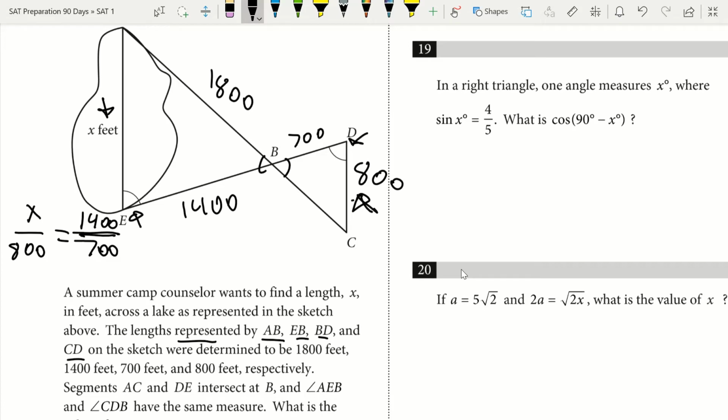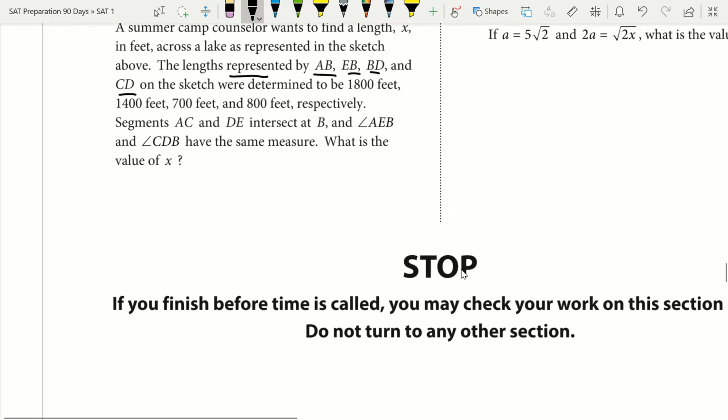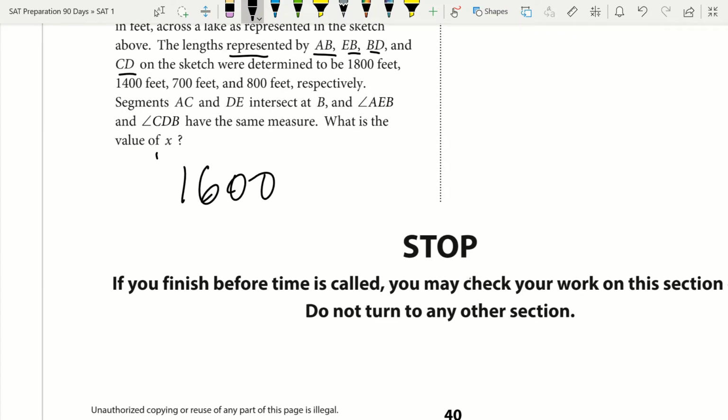What I see immediately, though, is that 1400 over 700 is just going to be 2. So I can rewrite that as 2 over 1. If I've got 2 over 1 equal to x over 800, what I see is that what's up top is going to have to be double what's on bottom. 800 times 2 is going to give me 1600. So 1600 here is going to be my answer.